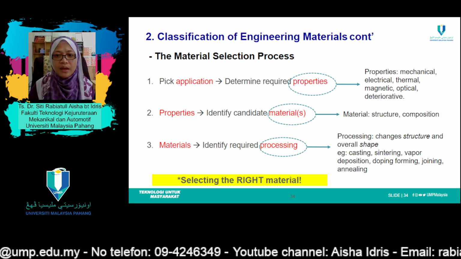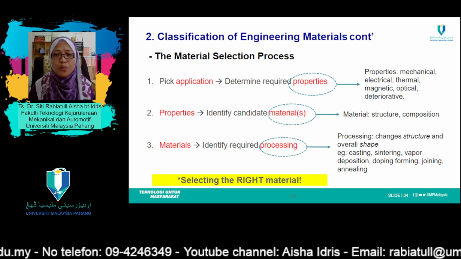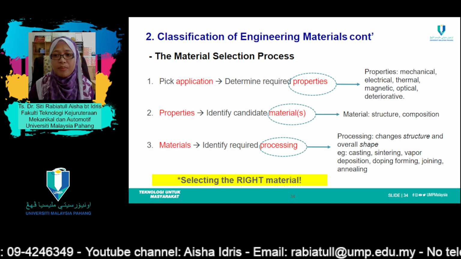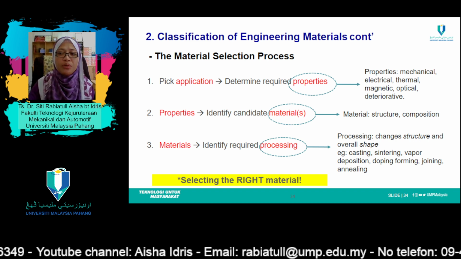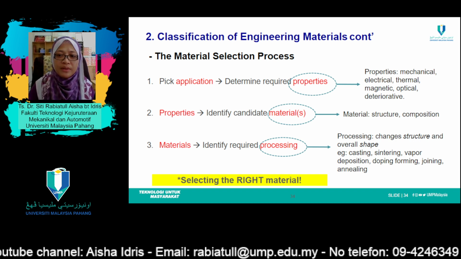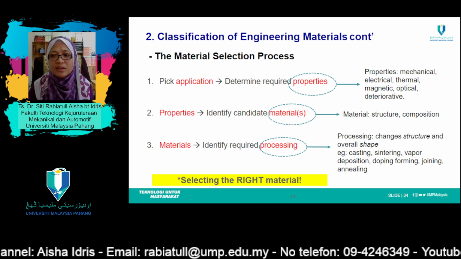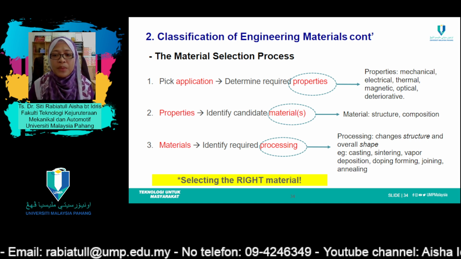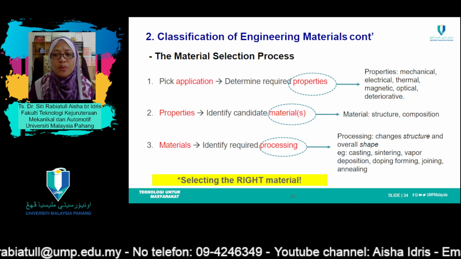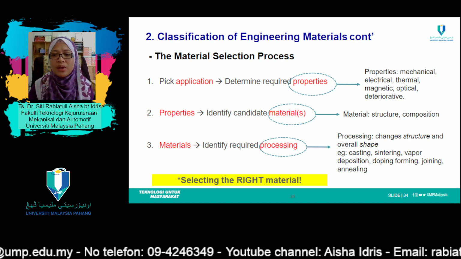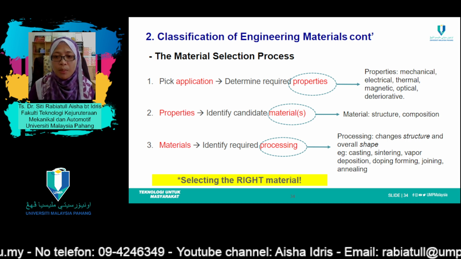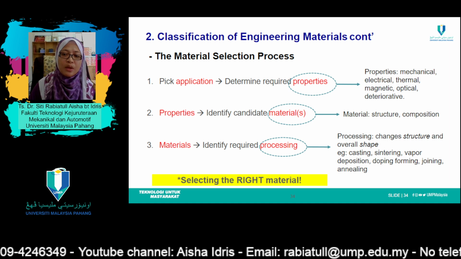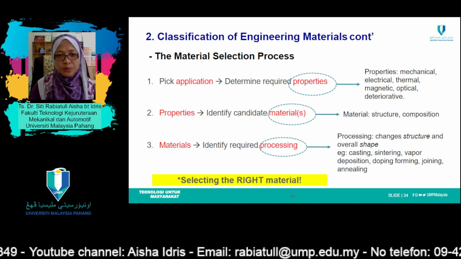Okay, so basically the material selection process starts with picking the application. Then we need to determine the required properties like mechanical, electrical, thermal, magnetic, optical, or deteriorative. Number 2, its properties, whereby we need to identify the candidates like structure, the composition, and then the materials. We need to identify the required processing. For example, whether we want to use casting, sintering, vapor deposition, and so on and so forth, whereby this process may change the structure and the overall shape of the materials. So select the right materials to produce the final product.